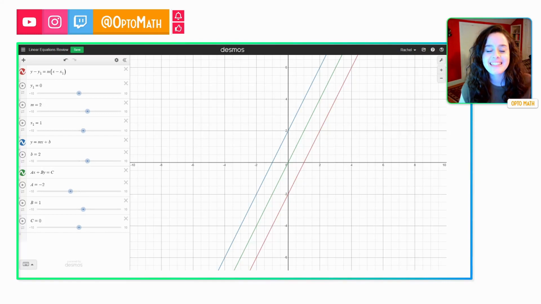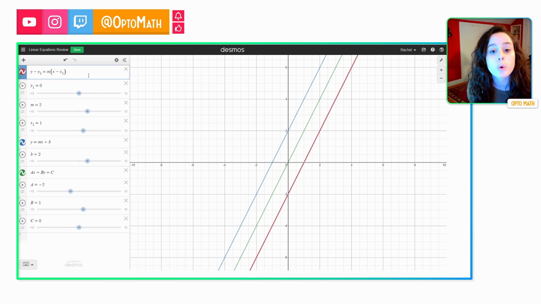Hey Opties! Today we're going to be doing a linear equations review, talking about the three types of formulas we've used for linear equations and including our parallel and perpendicular slopes. So first off, let's look at our red equation.